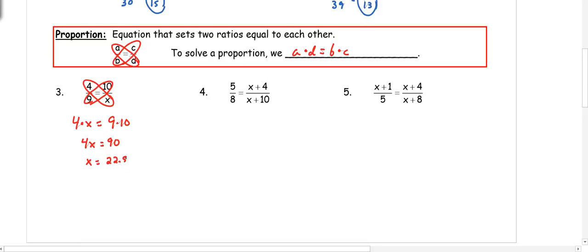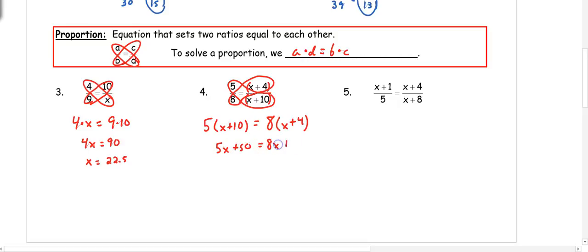Now in number 4, we have x plus 4 and x plus 10. So we want to put parentheses around those so that when we are multiplying, both terms get multiplied by the number. So first we're going to multiply 5 times x plus 10 equals 8 times x plus 4. So I'm going to distribute, and I get 5x plus 50 equals 8x plus 32.